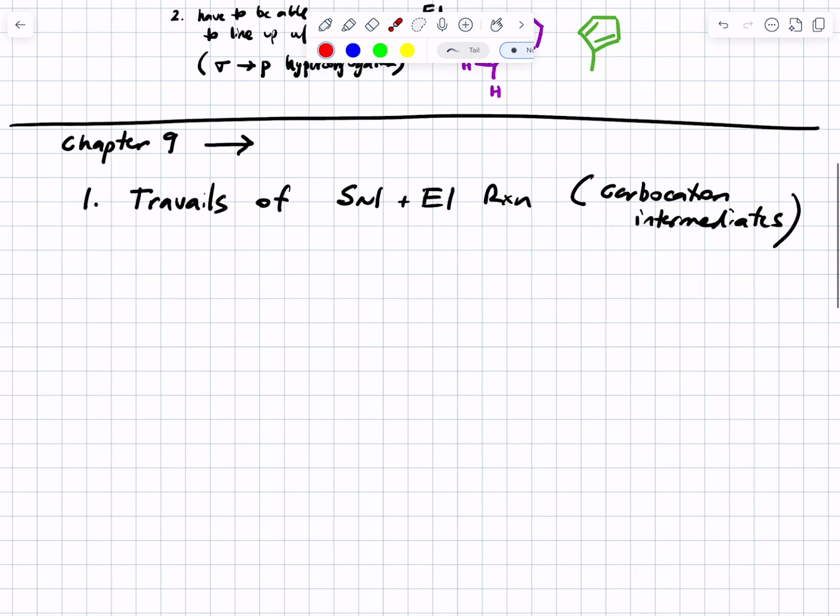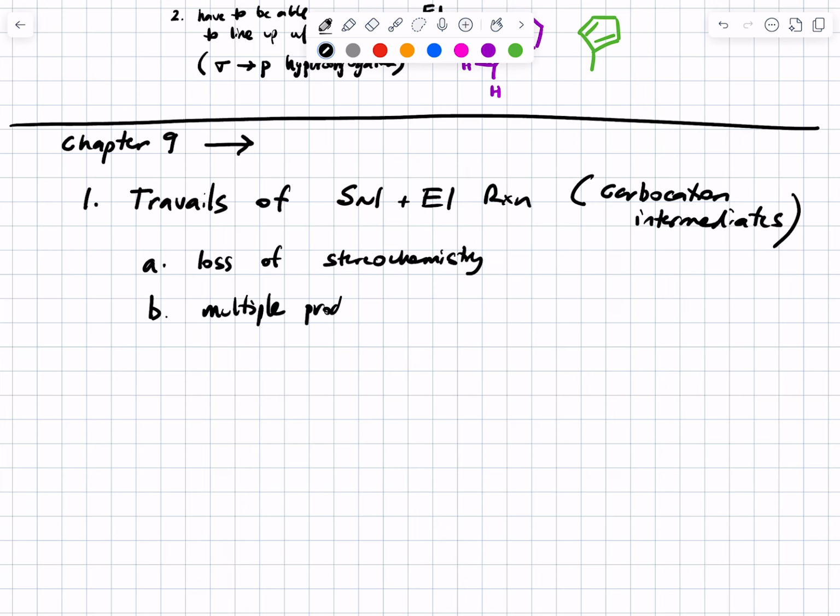So what are the travails of the carbocationic intermediate of the SN1 and the E1 reaction? First is loss of stereochemistry. Related to that, and sometimes because of that, multiple products, especially a mix of SN1 and E1 products.